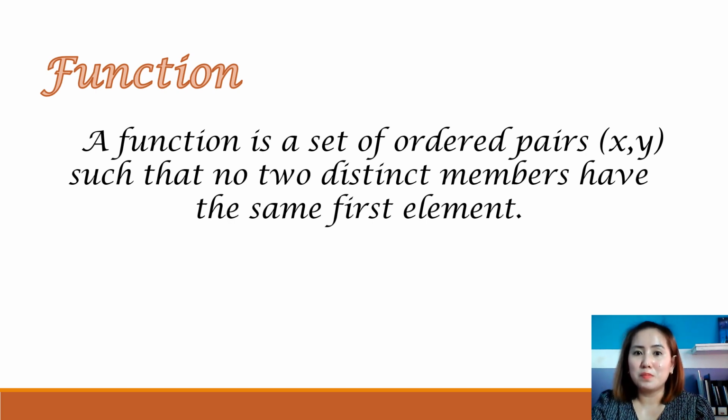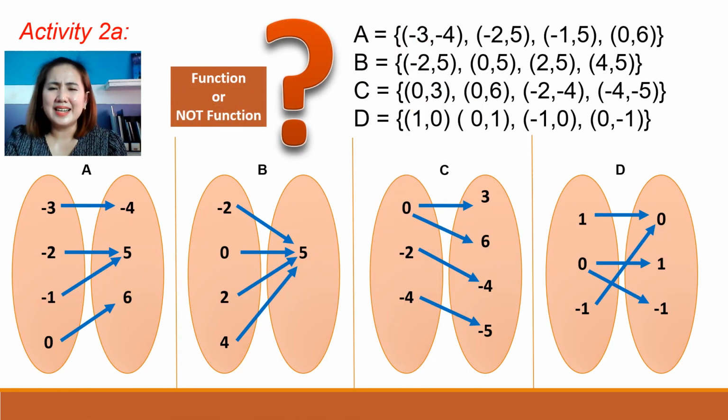Again, we need to determine the set of first elements. So there should be no two distinct members. Every value of our first elements is unique in order to determine that this is a function. Now let us go back to our diagram. Let us determine whether the given is a function or not a function.